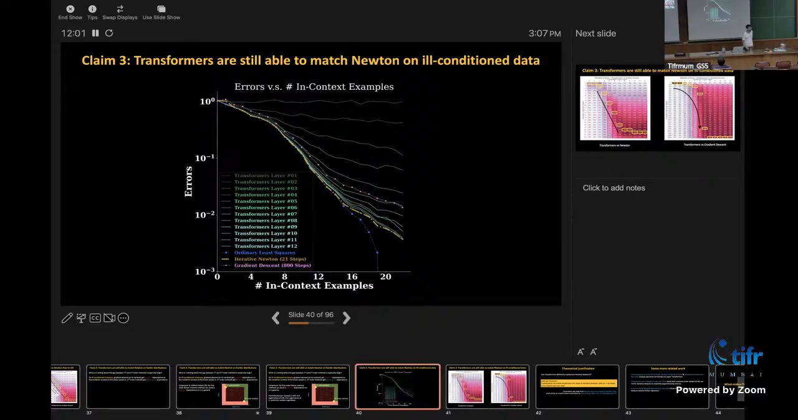Comparing layers to steps of gradient descent seems like comparing different objects. Wouldn't the better thing to look at be, as you train the neural network, the final output of the final layer?